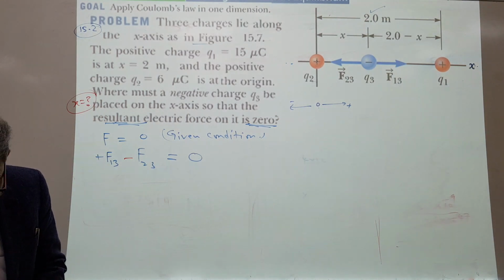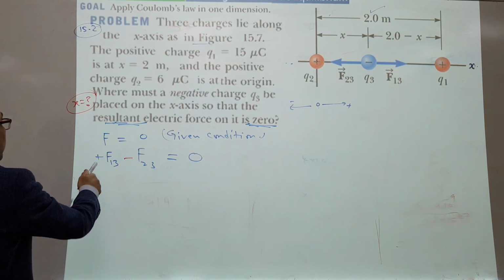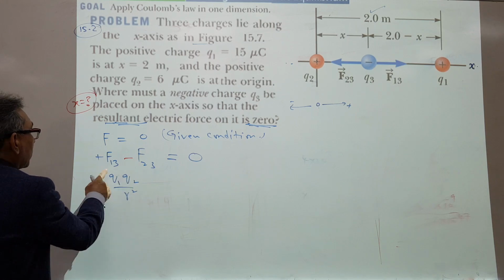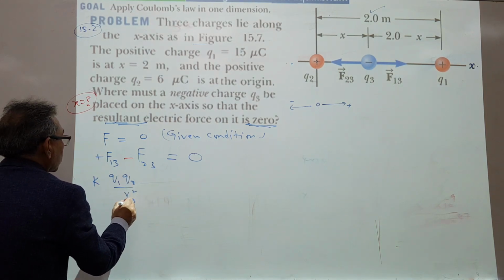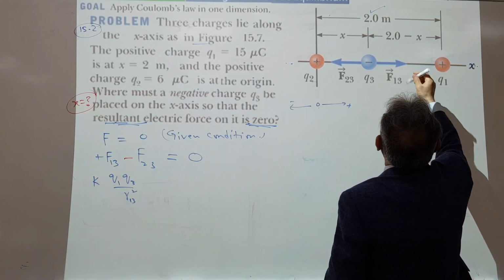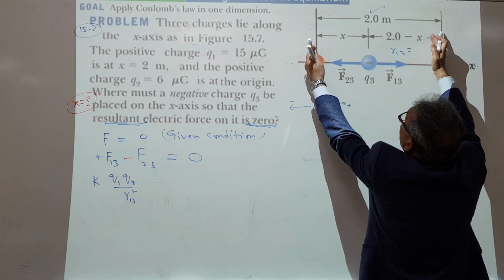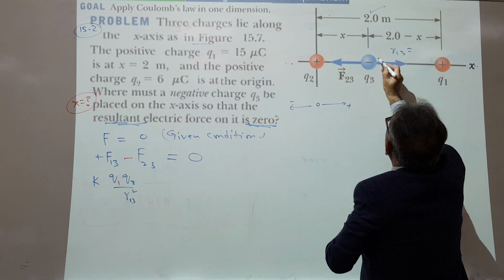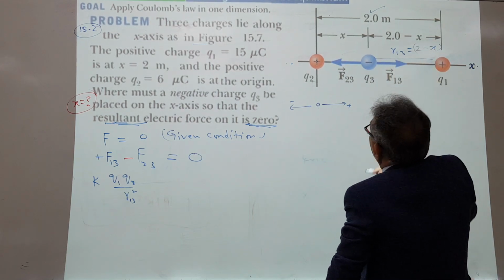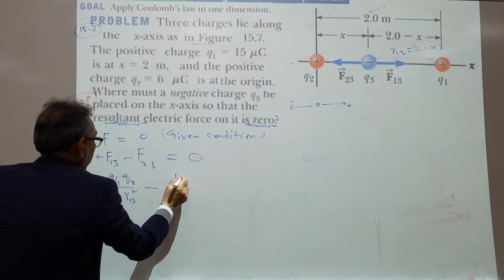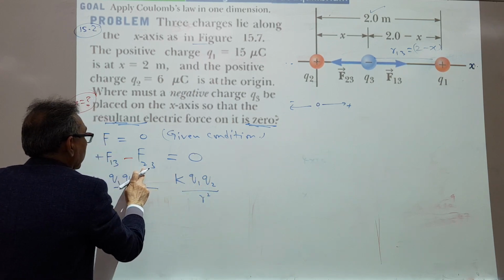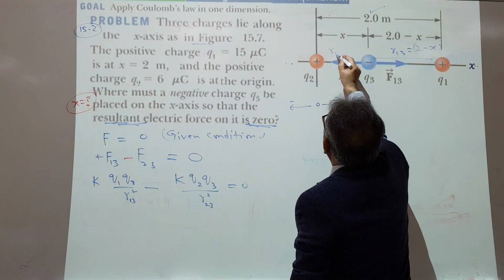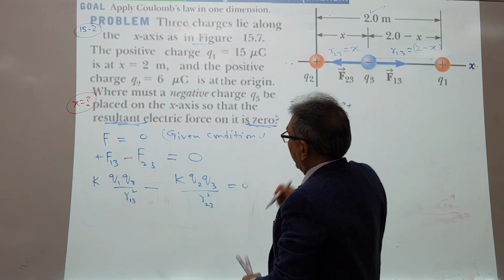Now, I'm going to use Coulomb's law. The basic idea is you will use Coulomb's law. For example, here, K Q1 Q2 over R squared. This is the rule, right? But now you have 1 and 3. The distance between 1 and 3, R13, is equal to how much? This is total 2 meter, this is 2, this is x. So 2 minus x, you will get this one, which is equal to 2 minus x. Minus K Q2 Q3 over R squared. Now you have 2 and 3, R23, which is equal to x.